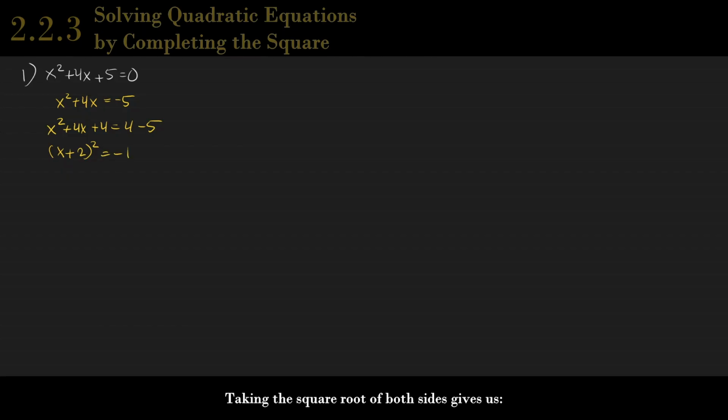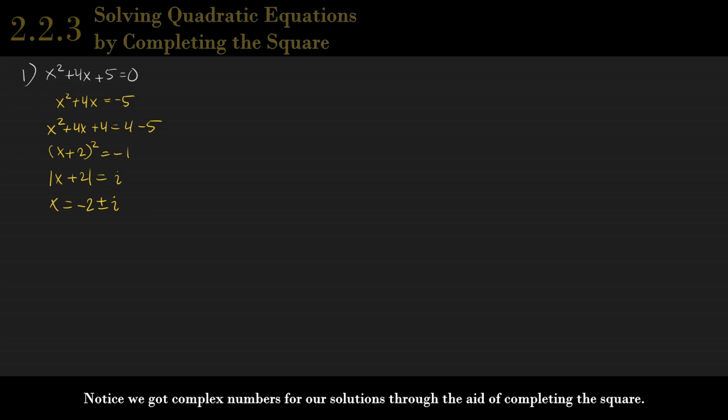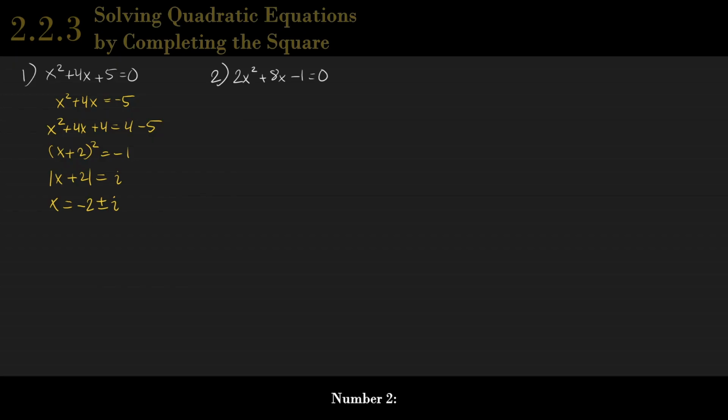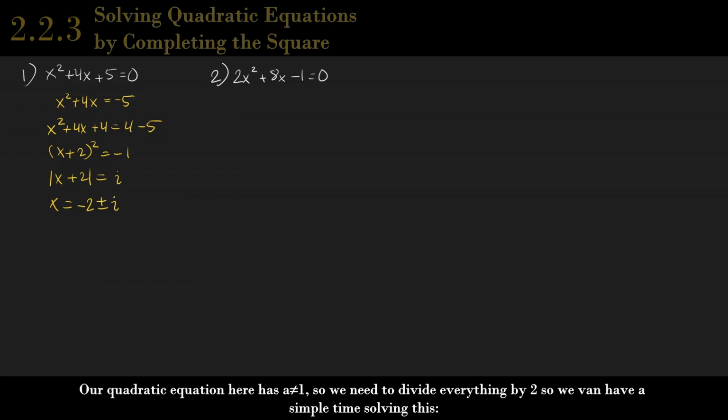Taking the square root of both sides gives us the absolute value of x plus 2 equals i. Thus, our solutions are x equals negative 2 plus or minus i. Notice we got complex numbers for our solutions through the aid of completing the square. Number 2. 2x squared plus 8x minus 1 equals 0. Our quadratic equation here has a not equal to 1. So we need to divide everything by 2 so we can have a simple time solving this. x squared plus 4x equals 1/2.